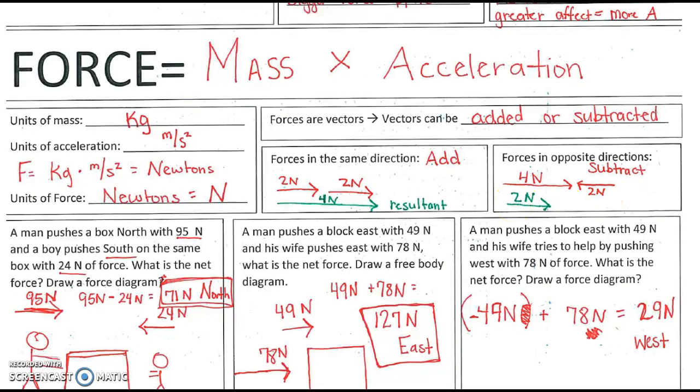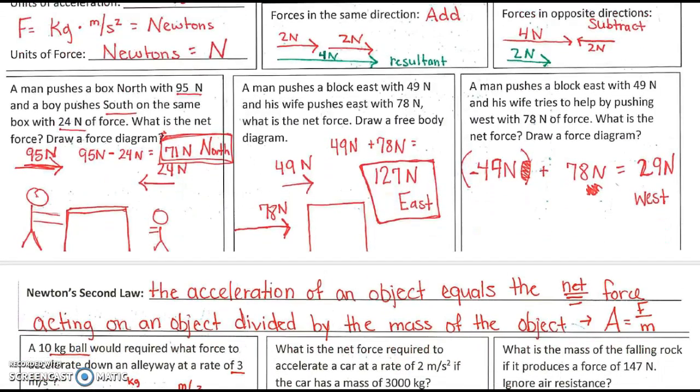Looking at a couple practice problems, we have a man pushes a box north with 95 newtons, and a boy pushes south on the same box with 24 newtons, what is the net force? And so when we're talking about net force, we're looking at the overall force applied to the box. And so we can see north and south. One of those is technically considered negative, so we would have 95 minus 24 newtons to give us an overall net force of 71 newtons north. Again, notice that we include the direction as this is a vector value.